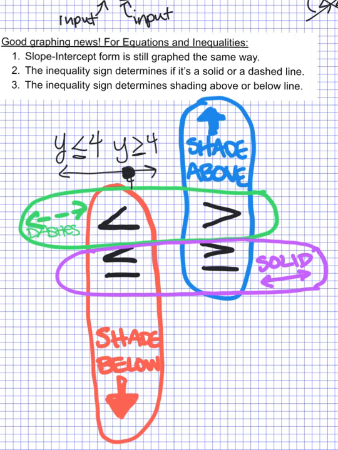And then finally, if your sign has the word less in it, like these two, you will shade below. And if it has greater than, like these two, you would shade above. So let's try 2 examples.